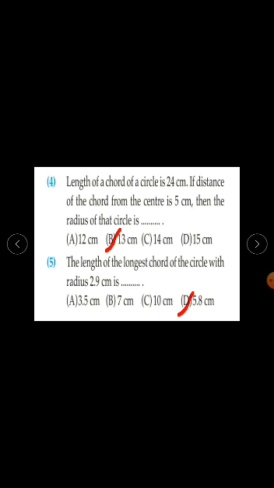Diameter is the longest chord and diameter is 2 times of radius. So radius is given 2.9. So 2.9 into 2 is 5.8 centimeter. So the length of the longest chord of the circle with radius 2.9 centimeter is 5.8 centimeter. D option, that is 5.8 centimeter.